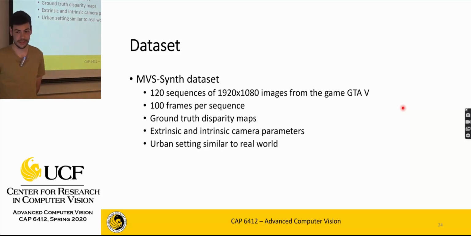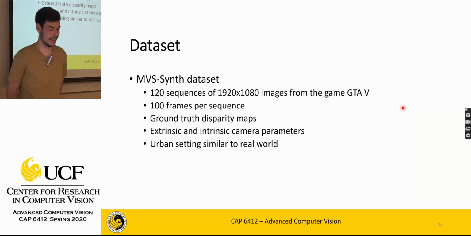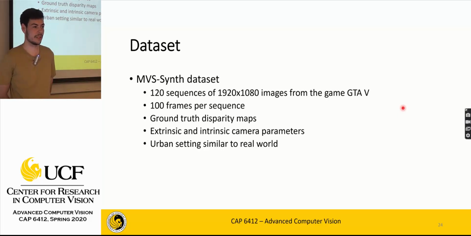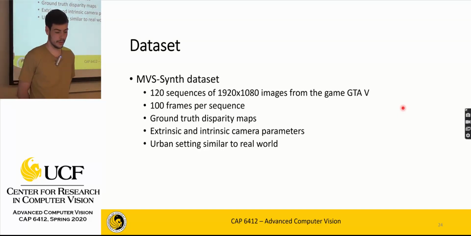So the problem with this paper is they only use one data set. They only use the MVS synth data set, which is proposed in the DeepMVS paper. This data set is 120 sequences of images from the game GTA 5. The reason they use this game is because they can get all the information about lighting, camera parameters, depth, volumes. They can get everything they need to have a proper ground truth.